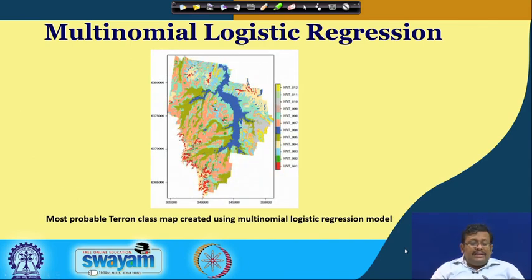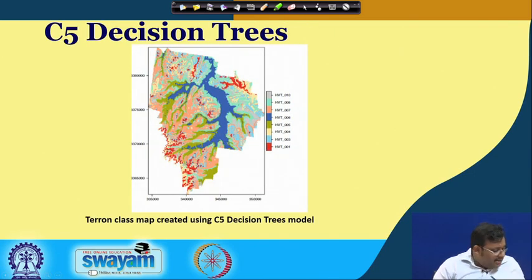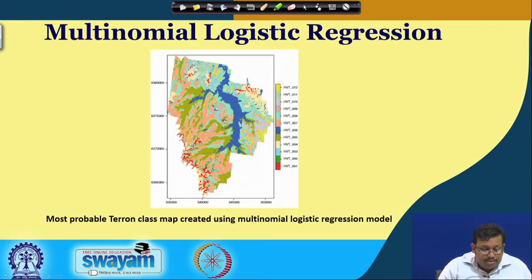So, this is an example of multinomial logistic regression. As you can see, this is the most probable terrain class. It is an area in Australia, and they have classified the total area. This area is called the Hunter Valley area, and they have created these terrains, HVT01, HVT011. They classified the most probable terrain class based on multinomial logistic regression, and this is an example of how it is used for predicting terrains in digital soil mapping.